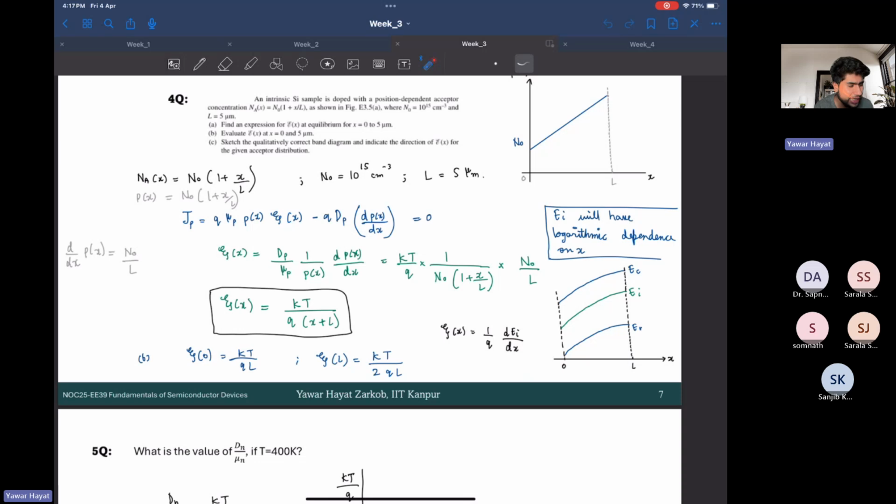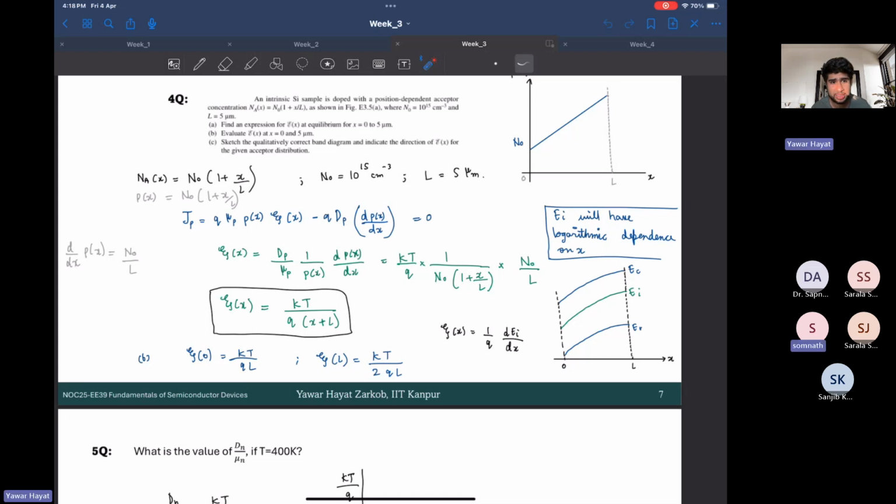Now you know what E of x, the electric field, is. What is E of x? This has a 1 over x dependence, isn't it? kT by q is there, obviously, but I have to comment on the nature of the electric field: it is inversely proportional to distance. So what is a function which, when differentiated, gives a reciprocal?